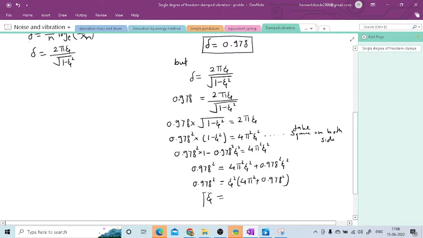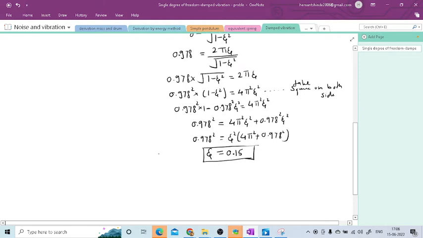So I'll directly solve this one on calci. 0.978 square divided by this value, and we'll have to take the root of the answer, and the answer comes out to be 0.15. Okay, so the damping factor is 0.15. So here I'll write, therefore the damping factor is 0.15.